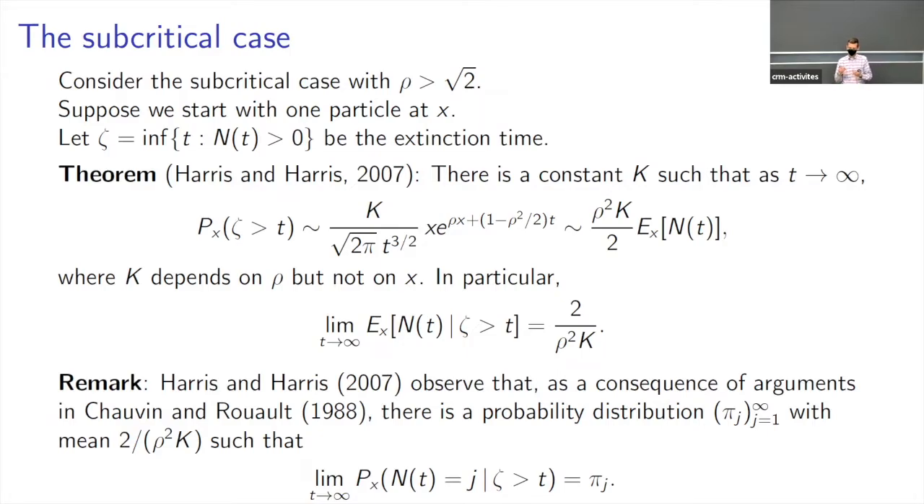And they also deduced, as a consequence of arguments in Chauvin and Rouault, that there is a probability distribution pi j with a mean of 2 over rho squared k, such that conditional on survival past time t, the probability that there are exactly j particles alive at time t converges to pi j as t goes to infinity.